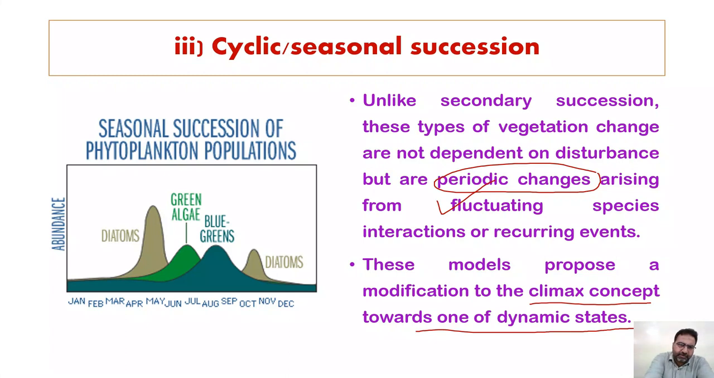For example, in this picture we can see that diatoms start emerging in the spring. There is a peak up to the extreme summers, and then there is the growth of green algae, then comes blue algae, and then there is again the growth of diatoms during the autumn season. In a cyclic manner they come and go. This kind of succession is called cyclic or seasonal succession.